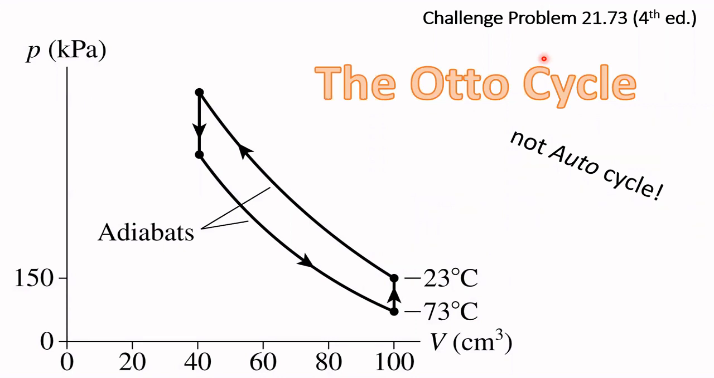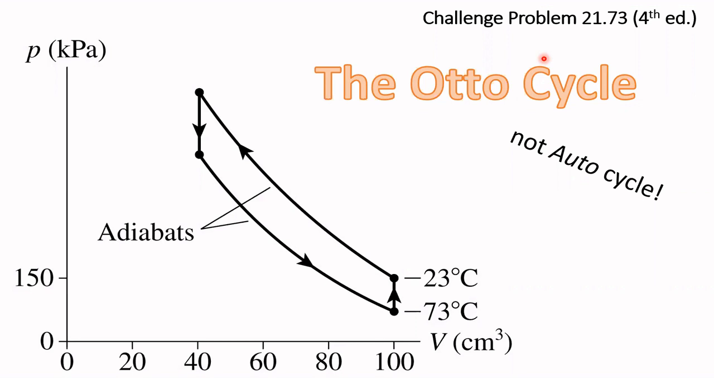Finally, we're prepared to look at a more realistic cycle on the PV plane. Realistic in the sense that this cycle approximates an actual engine, a practical device: the internal combustion engine, specifically the type of engine in an automobile.